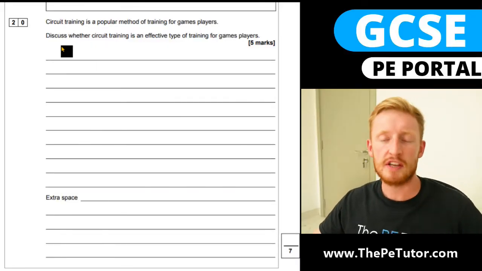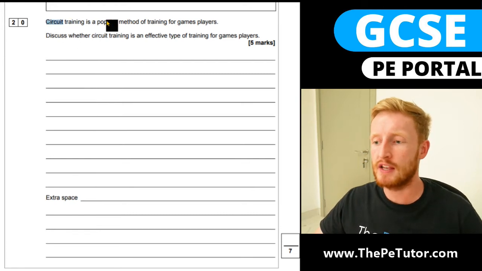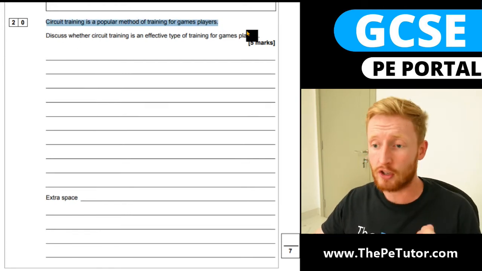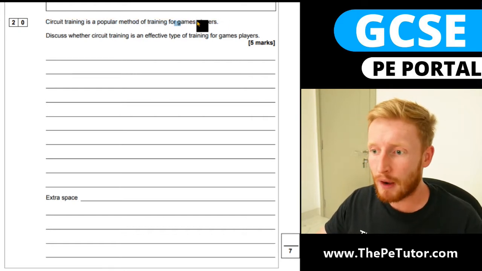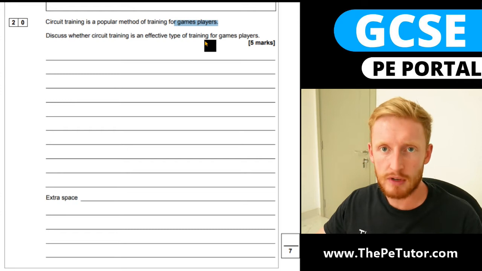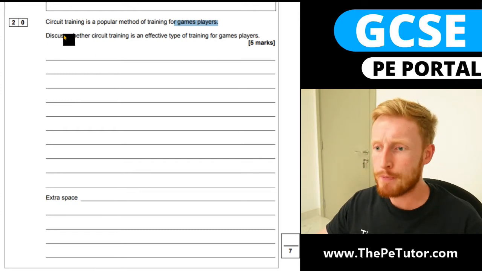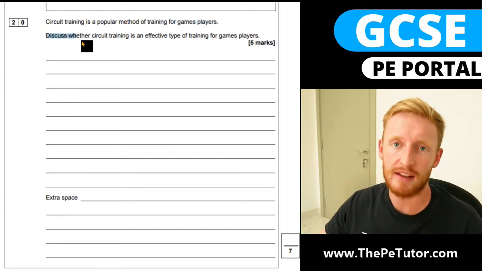We're looking at AQA GCSE past papers today, and this question here is a 5-marker and it's asking about circuit training and how it can be used for games players in their training. Is it relevant, is it good, or is it bad? And they present this question using this command word here, discuss.